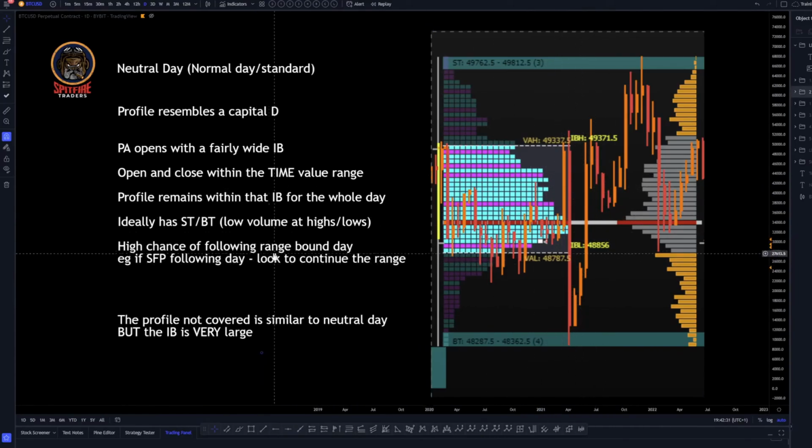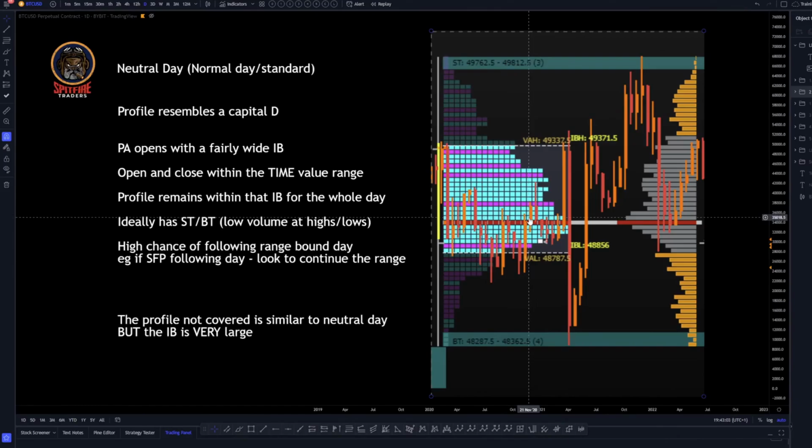Okay, so if the following day happens, for example, and this is one example, say we open up the following day after this, and we see price open up here, because obviously this is where we've closed. Then price pushes down, for example, takes out these lows, but again we see it on very low volume. I'd personally be looking to trade that as a swing failure pattern to push it back within this range, because the likelihood is we're going to have a range bound day because of this profile.